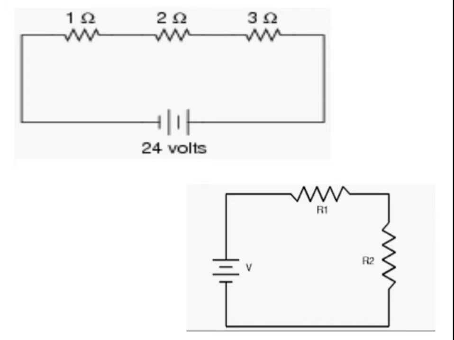And the second point is, in a series circuit the potential difference divides. Which implies that the potential difference across the 1 ohm resistance is different from the potential difference across the 2 ohm resistance, and the potential difference of the 2 ohm resistance is different from that of the 3 ohm resistor.